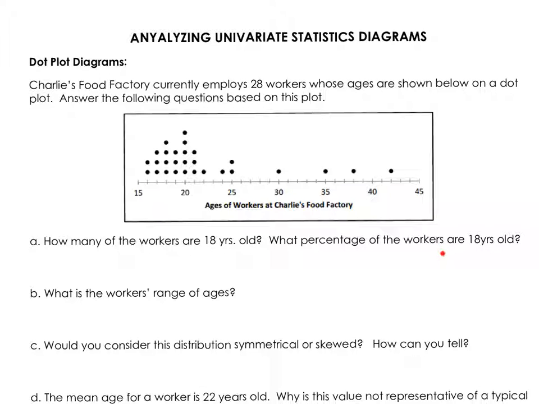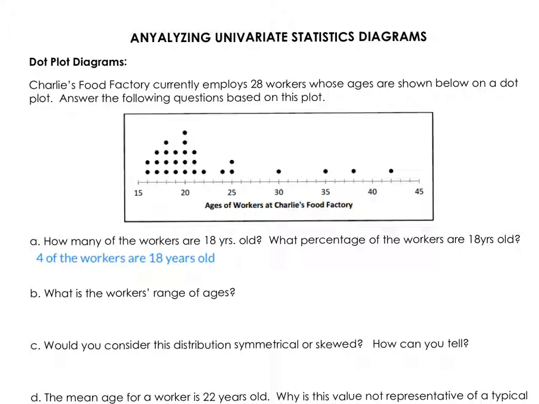So first, let's figure out how many are 18. To do that, I need to find where 18 is. Since this is 15 to 20, I am counting by 1 there, so I need to go to 15, 16, 17, 18. So those are where all my 18-year-olds are. How many are there? Well, if we look above 18, I see 1, 2, 3, 4 dots. So that means 4 of the workers are 18 years old.